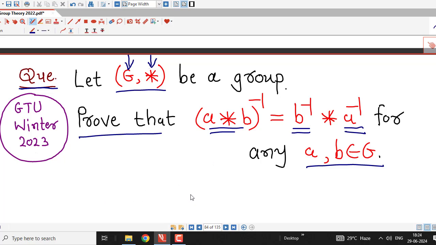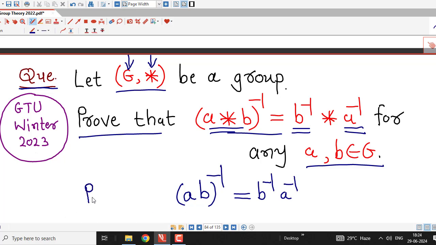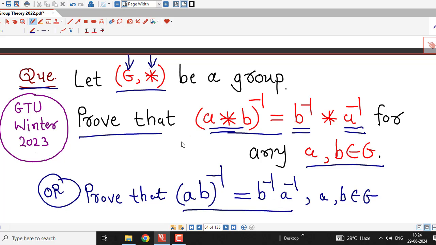Some authors ignore this star operation and they can write this same thing in this way also. Inverse of AB equal to B inverse times A inverse. So sometimes they can ask you in this way also. Here it is understood that we have arbitrary operation star in a group G. So some authors do not write star operation, instead they write in this way. So the same question can be asked in different notations.